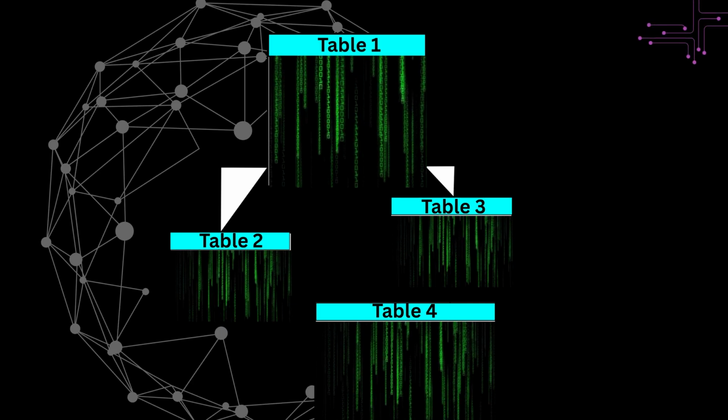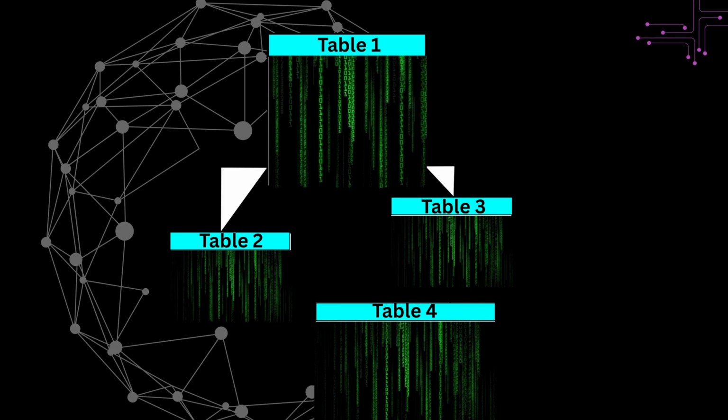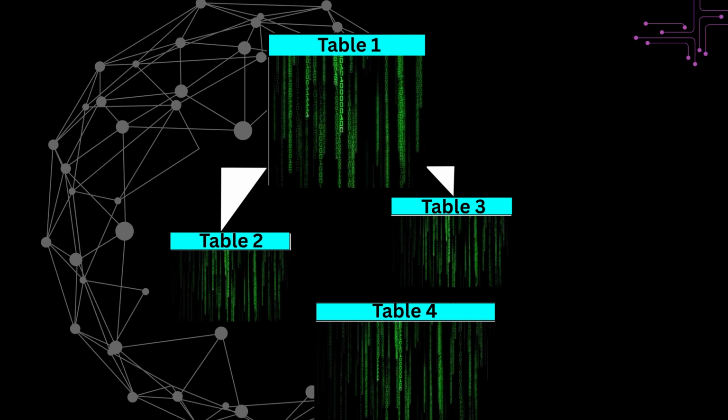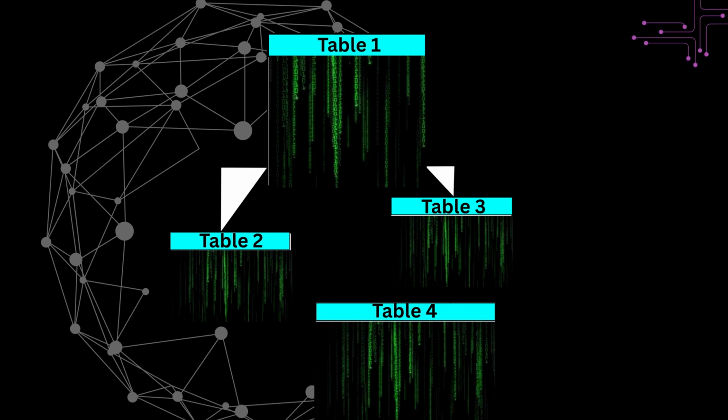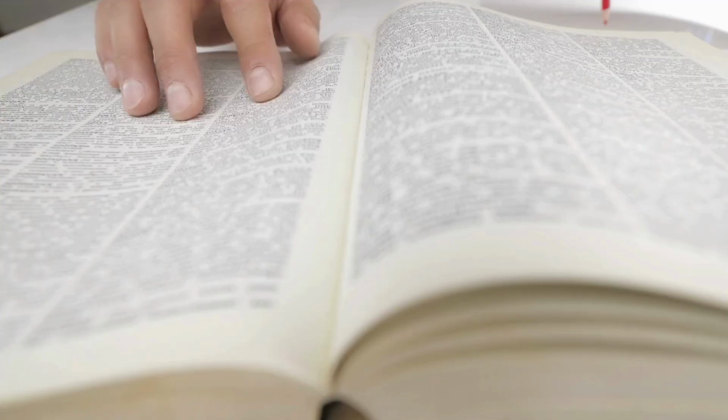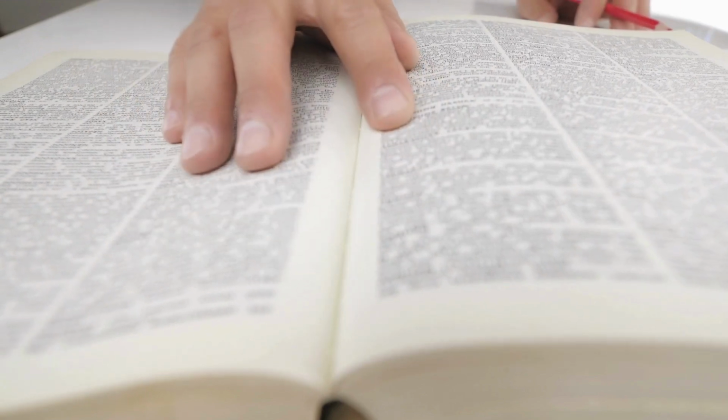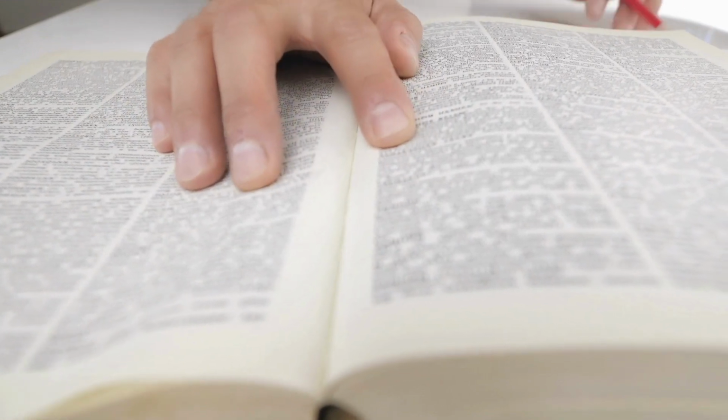Think of it like this. Imagine you have a huge table filled with information and you need to find something specific. How would you do it? Let's compare it to a book. If you want to quickly find specific information in a book with hundreds of pages, you wouldn't flip through every page. You would go straight to the index at the back and find the exact page number instantly.